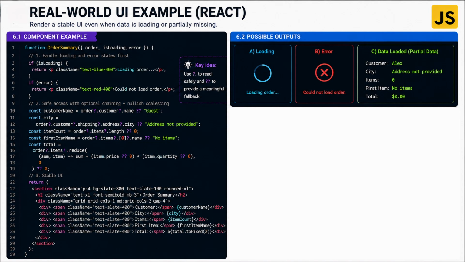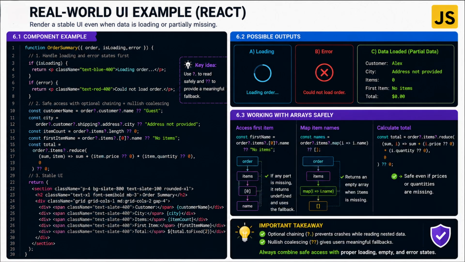Optional chaining protects property access. It does not tell the user whether the request failed, whether the data is still loading, or whether the backend returned invalid data. Nested arrays are another common source of bugs.